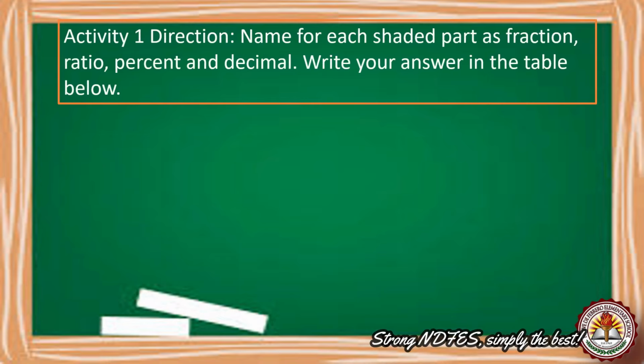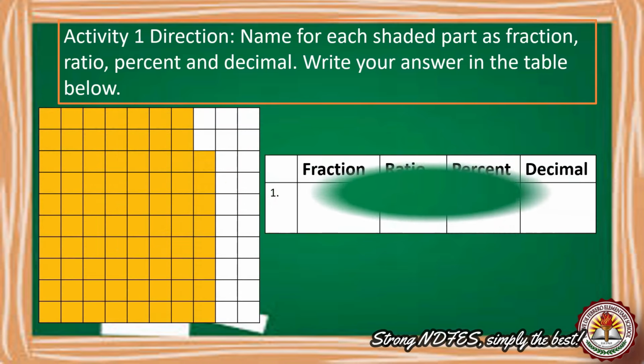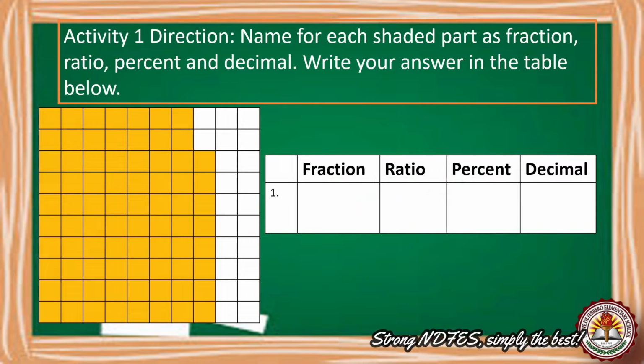Children, are you ready now for our activities? So if you are ready, let us prepare now our paper and pencil. So for our activity number 1, direction: name for each shaded part as fraction, ratio, percent, and decimal. Write your answer in the table below. Okay, for the first column in fraction, I will give you only 10 seconds to answer. Time starts now. Go!